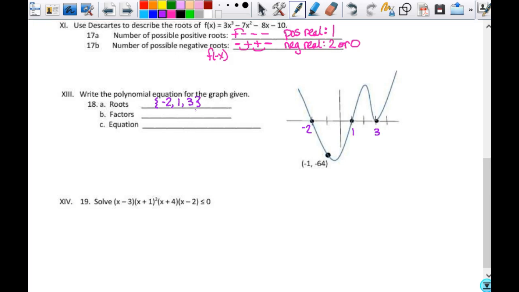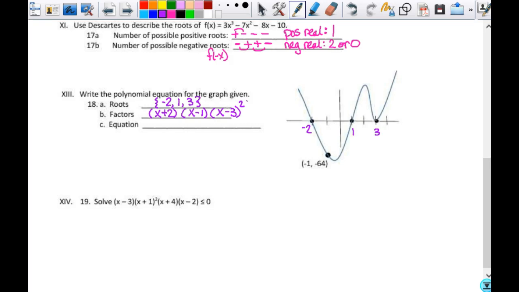Which means my factors are x plus 2, x minus 1, and then x minus 3. But then at x minus 3, this is tangent to the graph, so I have a bounce there, which means it is a double root.